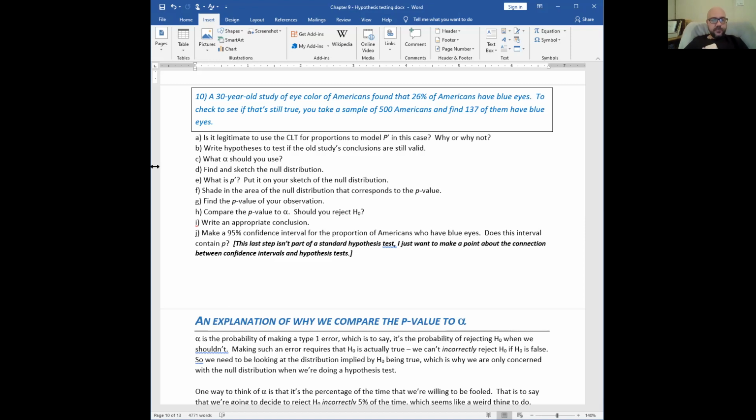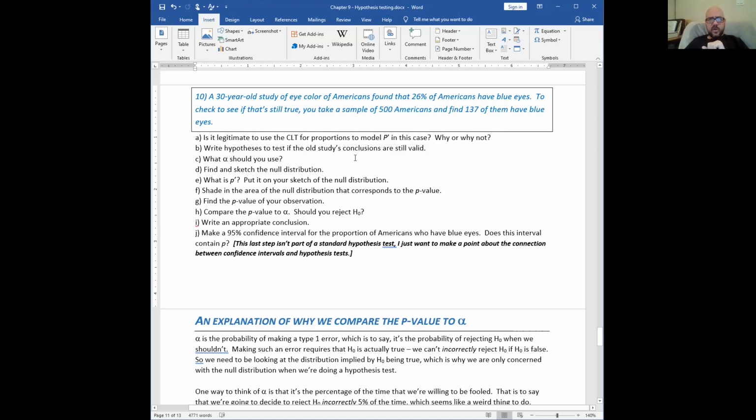So we have to check to see if we can use the CLT for P prime in this case. You can tell if you can use it by whether or not you have at least 5 successes and 5 failures, where success in this case is have blue eyes and failure is don't have blue eyes, right? And we do. We have 137 successes and 363 failures. So plenty on both sides, right? But you do have to check that. Sometimes you'll get a sample without enough to make it a normal distribution.